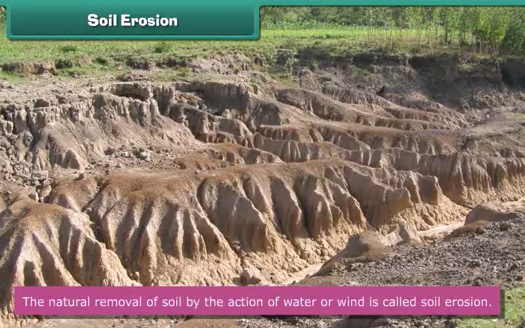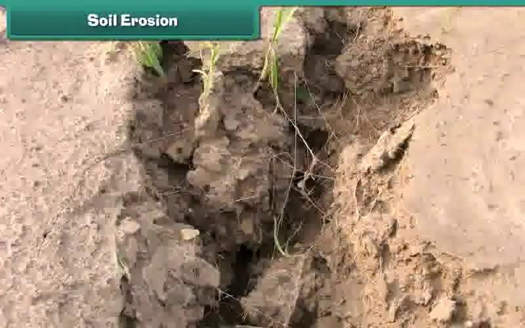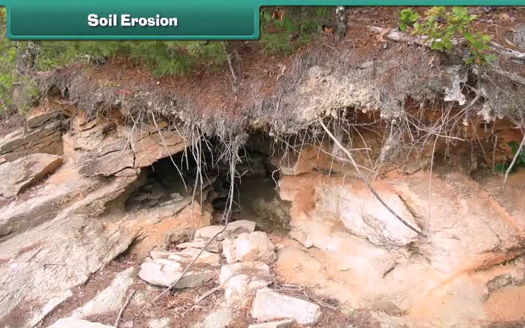The natural removal of soil by the action of water or wind is called soil erosion. Look at the images. The disappearance of the topmost surface and large ditches in the ground are the signs of soil erosion.